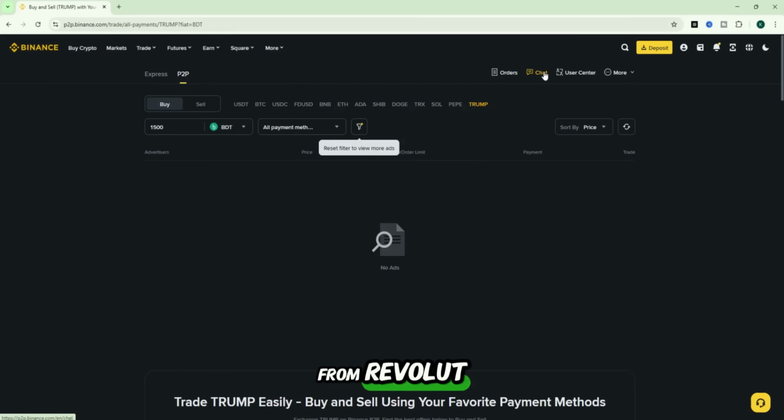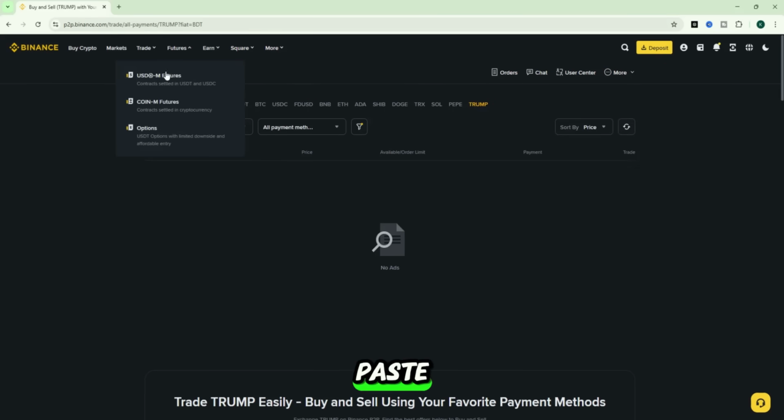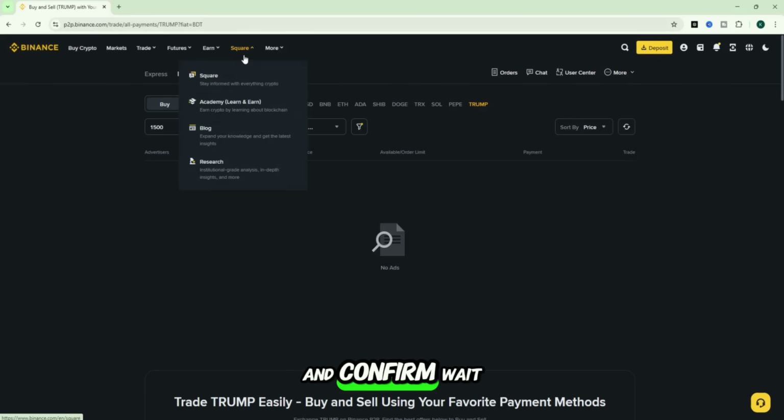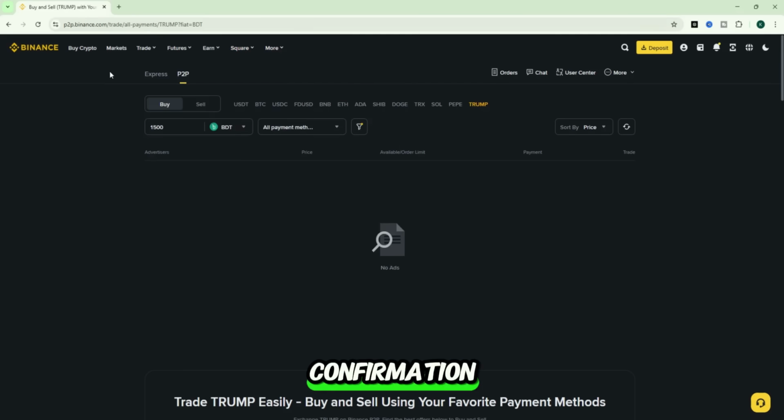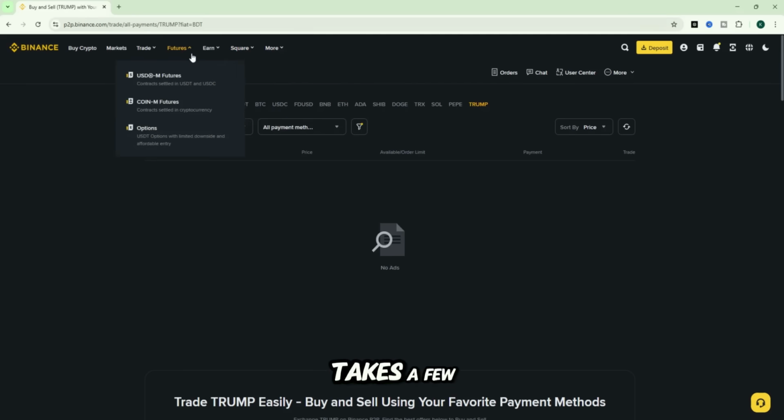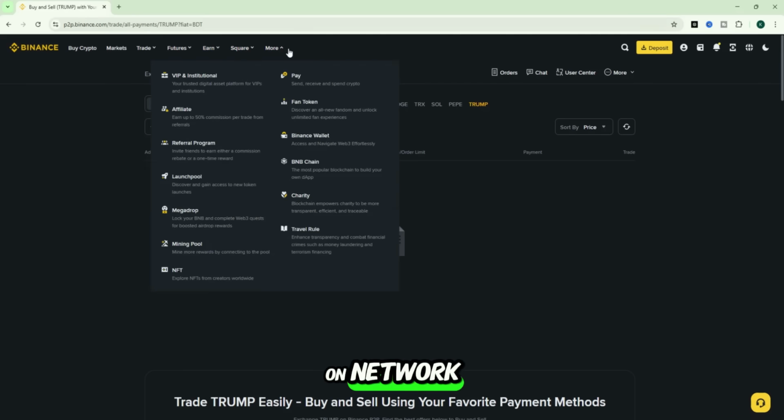Send crypto from Revolut. Open Revolut, go to the crypto section. Select the coin and tap Send. Paste the Binance deposit address and confirm. Wait for blockchain confirmation. The transfer usually takes a few minutes, depending on network congestion.